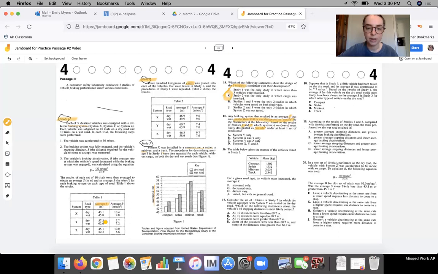Y, yes, it's greater, so Y, yes. Z, it was for wet. So Y and Z, not X. Okay, let's look at study 2.